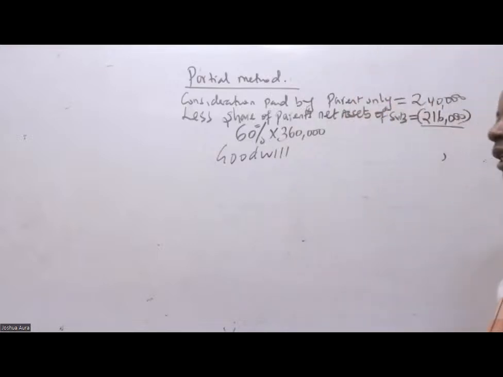Goodwill using the partial method, which in this case, according to Benjamin, will be 24,000.